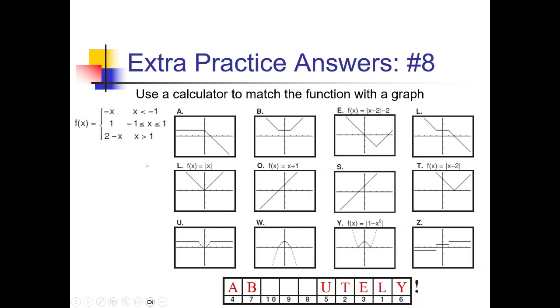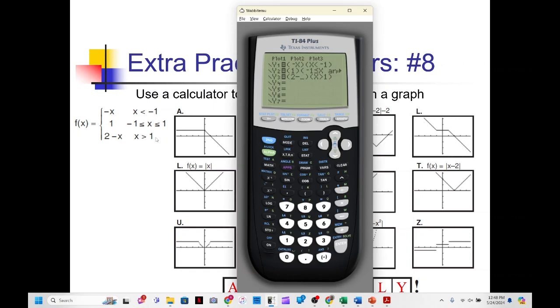Here's question number 8. And if this looks kind of familiar, it's because the first two rules are actually exactly the same as question 7. It's just this last rule that got tweaked a little bit. So let me go to my grapher. Here's the setup in my y equals. I only had to change one little thing, making this a 2 minus x instead of x.